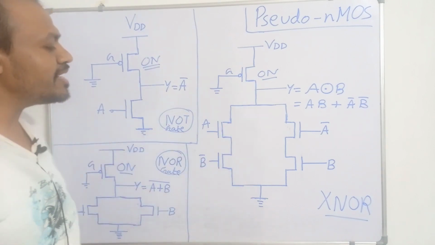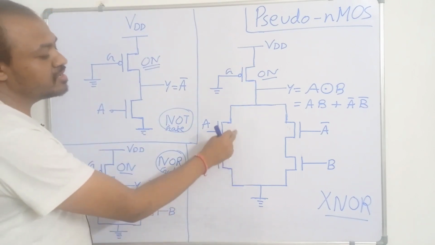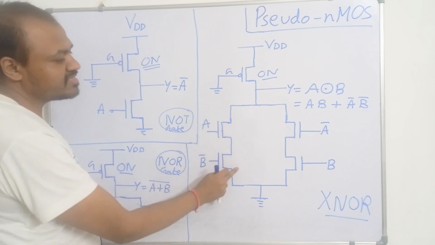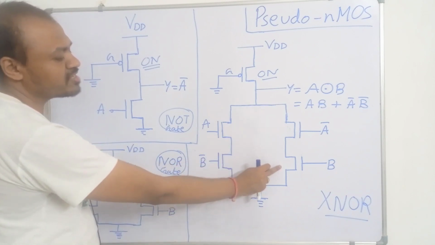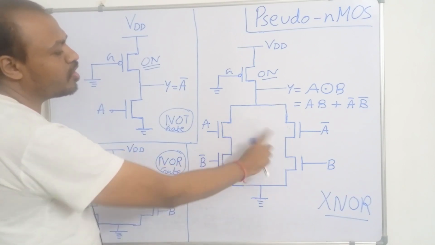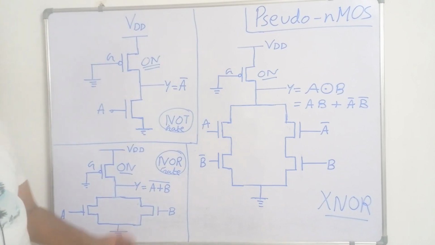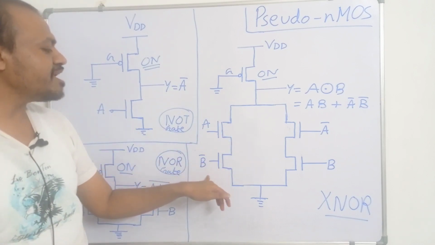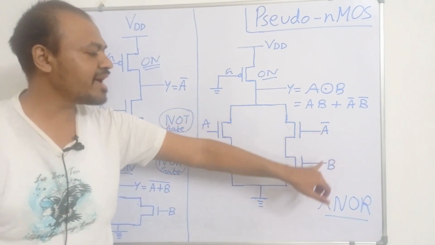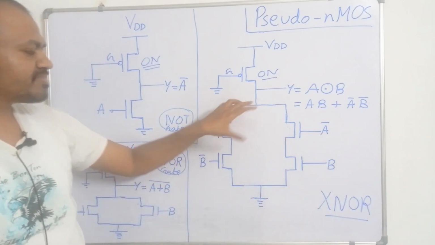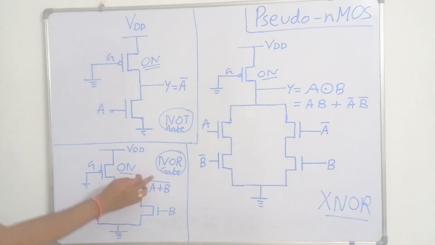Here the pull-down network consists of two NMOS transistors in series, and another two NMOS transistors in series, and the whole combination is connected in parallel. So this A and B bar are in series, this A bar and B are in series, and they both are in parallel. And in the NOR gate, this A and B are in parallel.